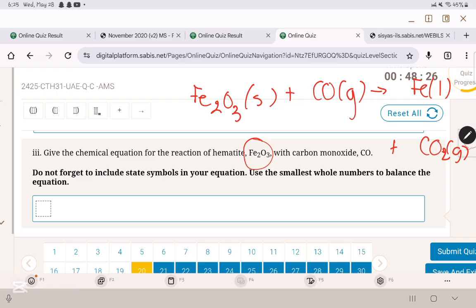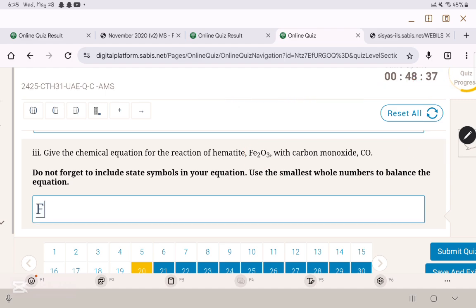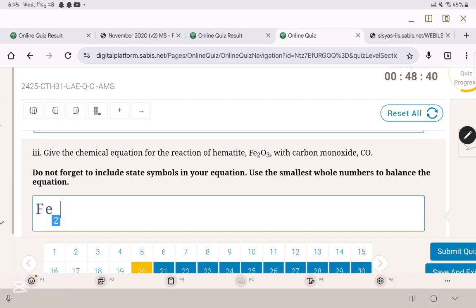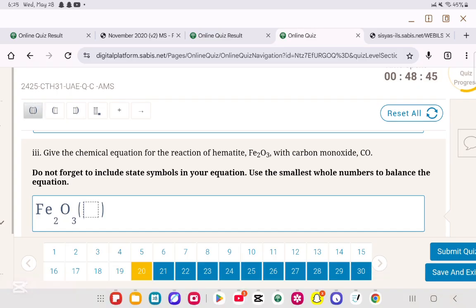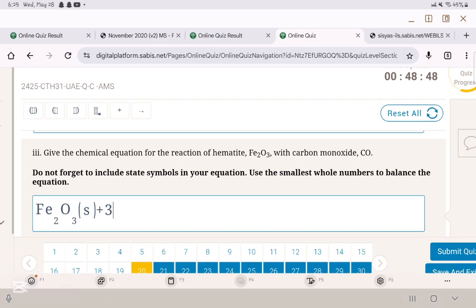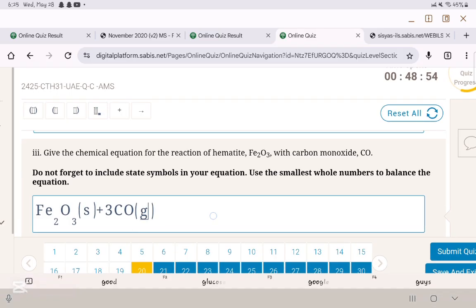Now, as you can see, it's not balanced. So in order to balance it, you have to put a 3 over here, and a 2 over here, and a 3 over here. By now, you guys should know how to balance by yourself. So very simply, it is Fe2O3, which is a solid, will react with 3 carbon monoxide gas to form 2 iron liquid. Put L, do not put 1. It's a mistake from the quiz. Plus 3 carbon dioxide gas.